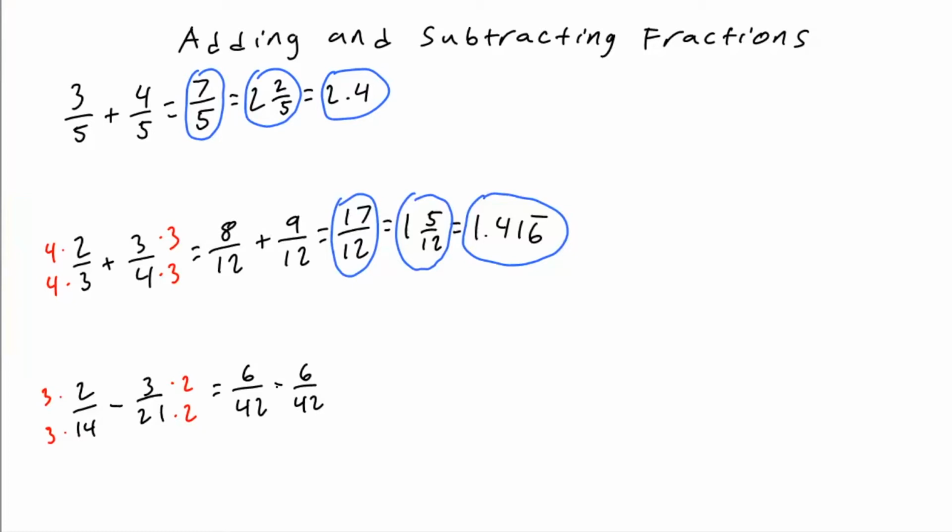Now this is actually pretty easy. 6 over 42 minus 6 over 42 is 0. And there's no other correct way to write that. It's just plain 0. Some people might say 0 over 42, but 0 over 42 can be reduced more. It's just 0.